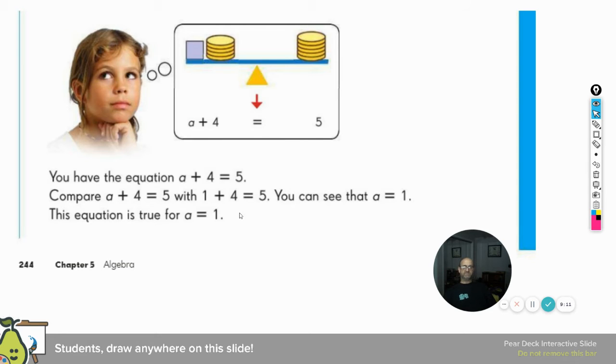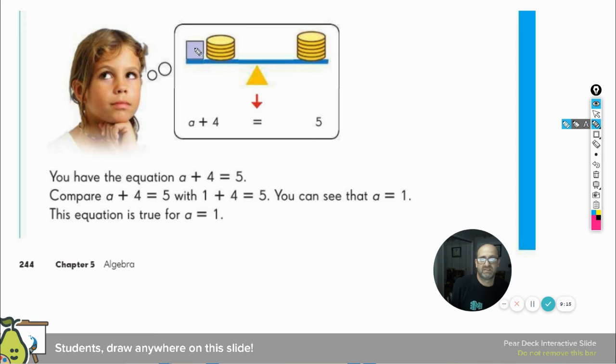Okay? So the way they're looking at this is they're looking at this as A plus 4 is equal to 5. Okay? If A plus 4 equals 5, what plus 4 equals 5? 1. Okay? That makes sense. That's kind of the simple version, right? So A equals 1.